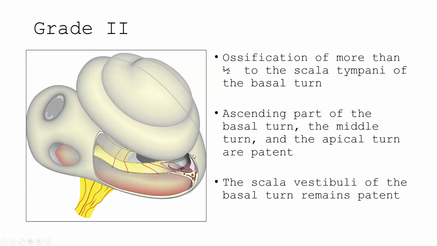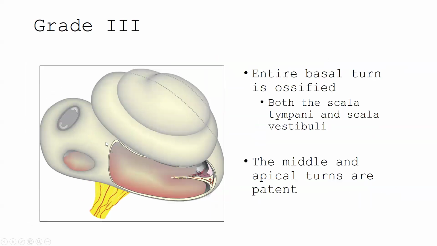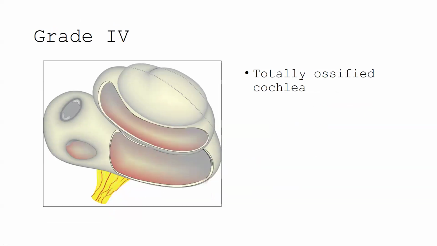However, the ascending part of the basal turn, the middle turn, and apical turn are patent, and the scala vestibuli of the basal turn is also still patent. We can have a grade 3 opacification where the entire basal turn is opacified. This is both the scala tympani and the scala vestibuli of the basal turn are completely opacified. However, the middle turn and the apical turn are still patent. And then a grade 4 is where we have total opacification of the cochlea.